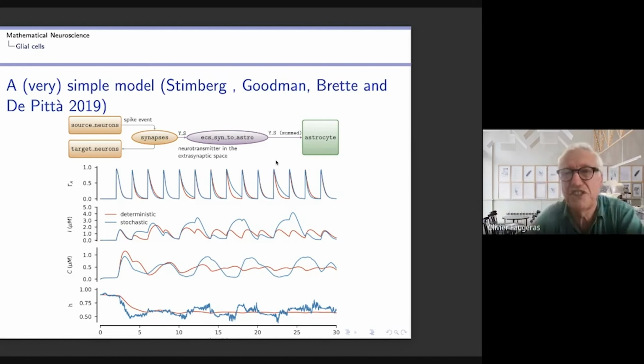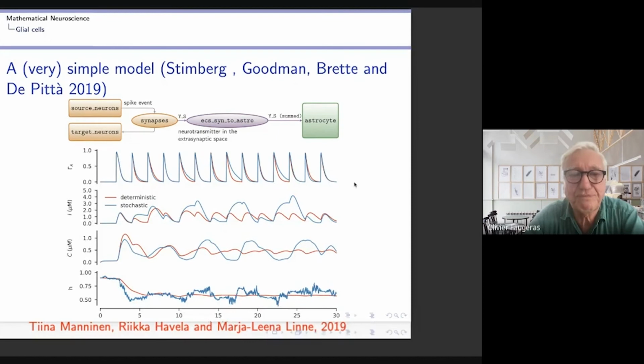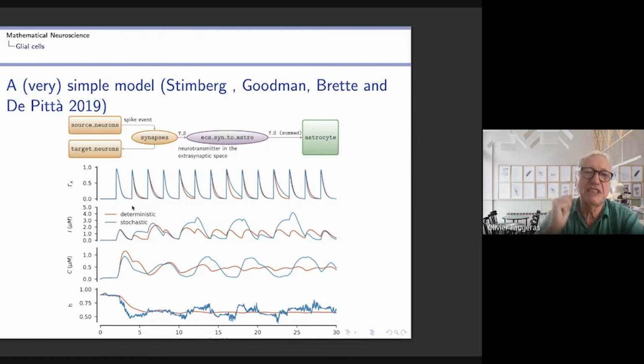So this is the variable gamma sub A. The variable gamma sub A varies with the arrival of action potentials here at the synapse. I think it's 0.5 hertz, but it doesn't matter. Okay, I'm sorry, I forgot to say that there were two astrocytes here.